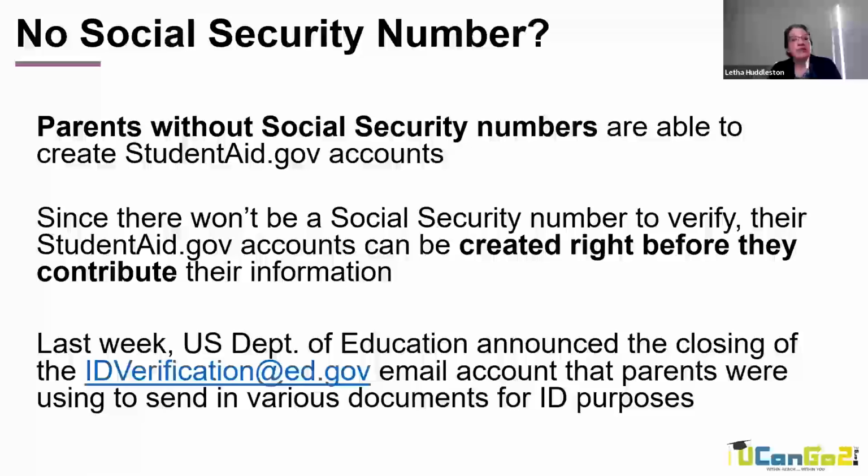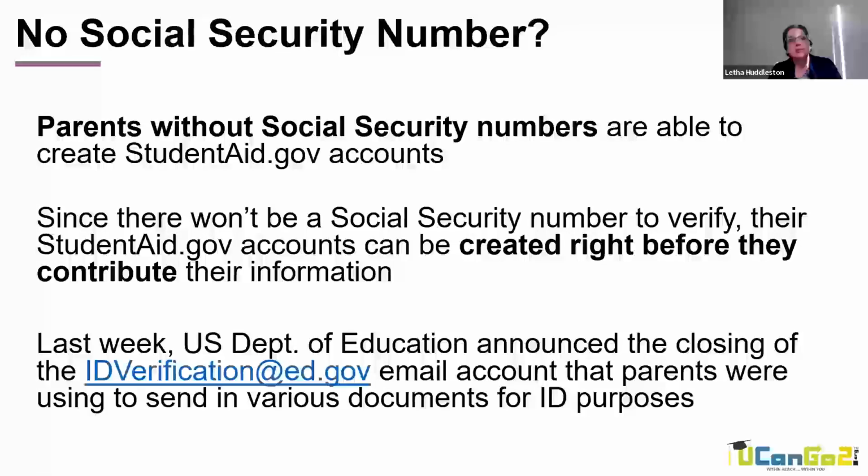A little bit of an update on parents without Social Security numbers. They can create their own studentaid.gov account, the username and password. And since there won't be a Social Security number that has to go through that match with the Social Security Administration, they can create their studentaid.gov account that day and immediately start the student's FAFSA later.